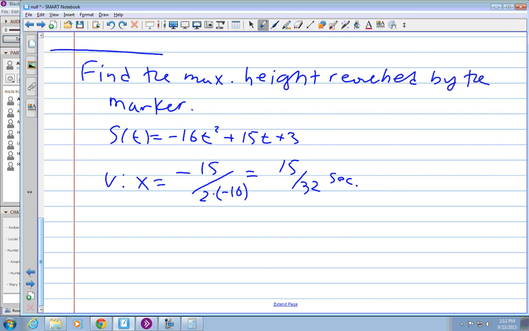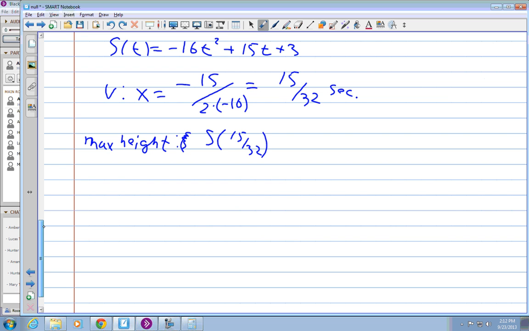Now, in order to find that height, so the maximum height, what do I have to do? If I know the time, I want to know the exact height at that time. Yeah, plug it into my function, S of 15 over 32. So whatever that is.